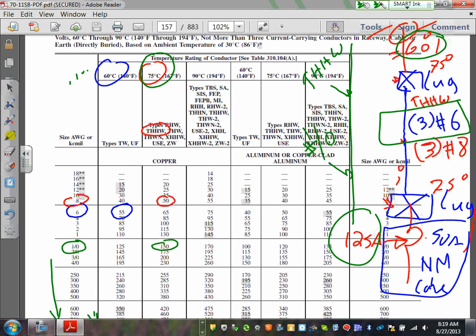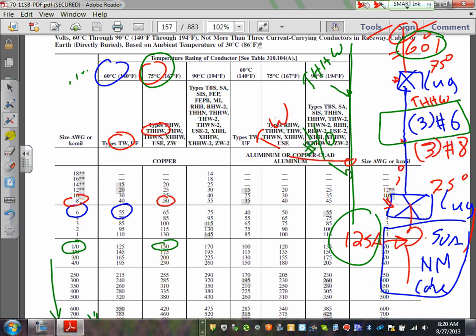THHW. Okay, let's make it more interesting. Now, I decided to use TW. Size the conductor for me. I decided to use TW, and the load is 125. Is there any TW here? Right here. So now you're pushed into the 60 degree column. No choice. Somebody pushed you right into it, regardless of the default. Remember the default? If your conductor is rated 75, you're pushed.